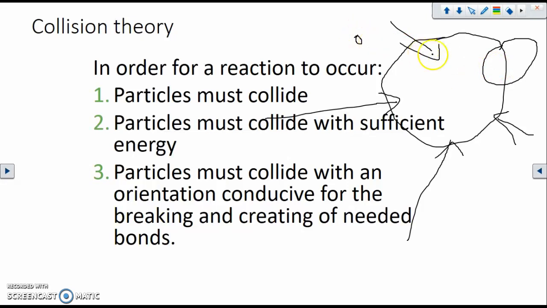Whereas here, since this is smaller, the likelihood for the correct collision to occur with the correct orientation is actually higher. So again, surface area also matters in this case, all right? And at the end, we're going to talk about catalysis or enzymatic reactions, okay? So again, 3 ways in order for a reaction to occur. And all of these things, folks, relate to activation energy.